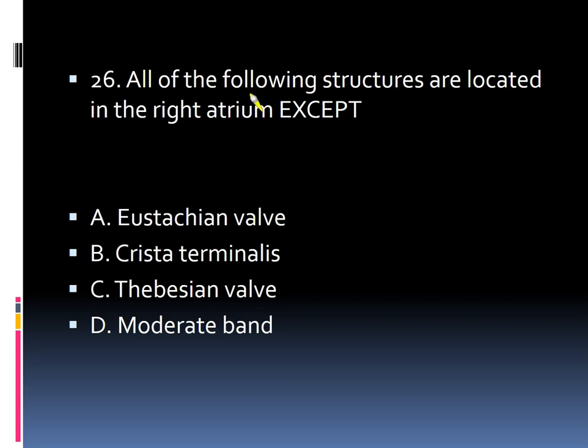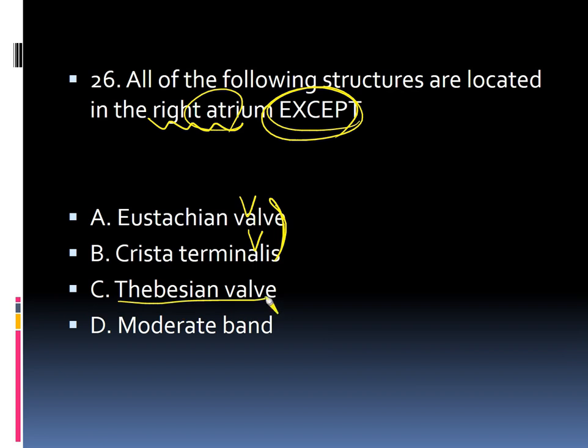Looking at question 26, it asks about a structure that is not related to the right atrium. This includes content that I explained in the previous session. The eustachian valve and crista terminalis are structures included in the right atrium. Additionally, the structure listed as option C is also a structure belonging to the right atrium. Since the question is asking for the incorrect option, the correct answer is option D.